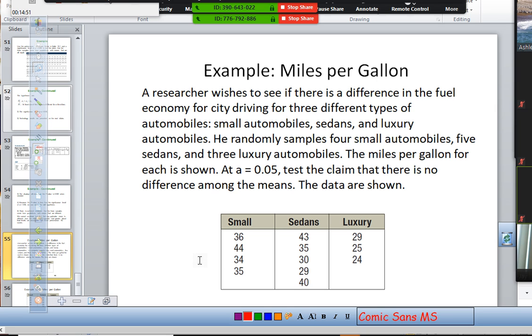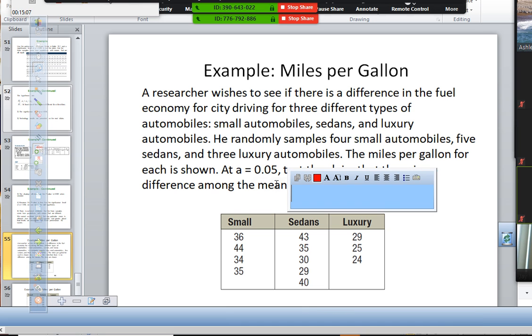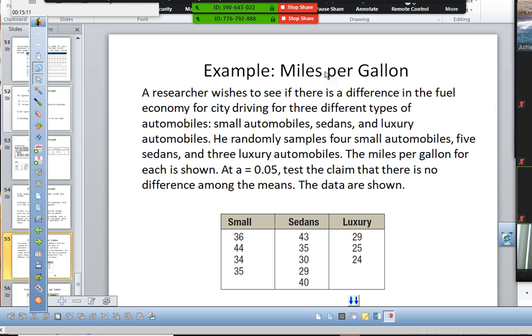Do you guys understand what I'm saying? These are not categories. I have categories across the top: type of automobile, small, sedan, and luxury. I do not have categories going this way, which means that this is my data. These are means. So that's the other thing. It says means, right? Among the means.